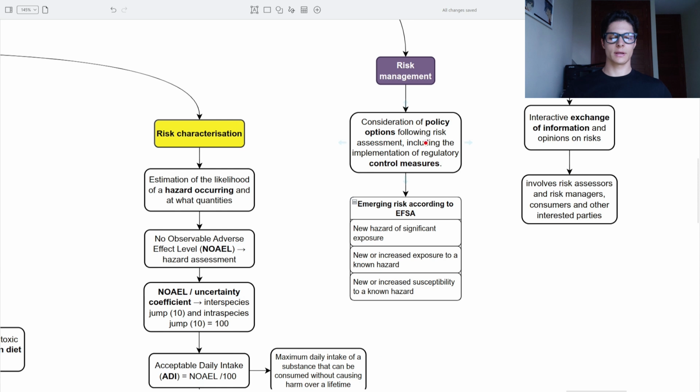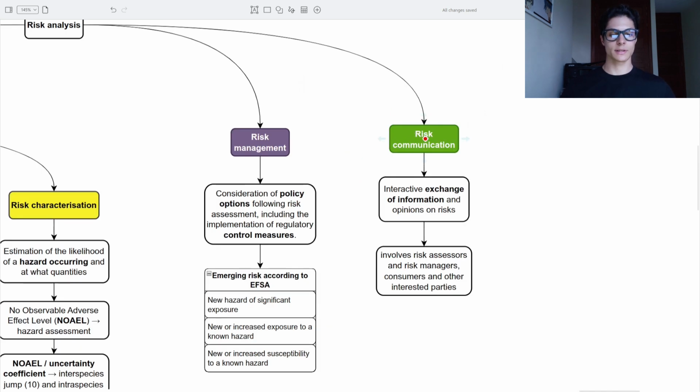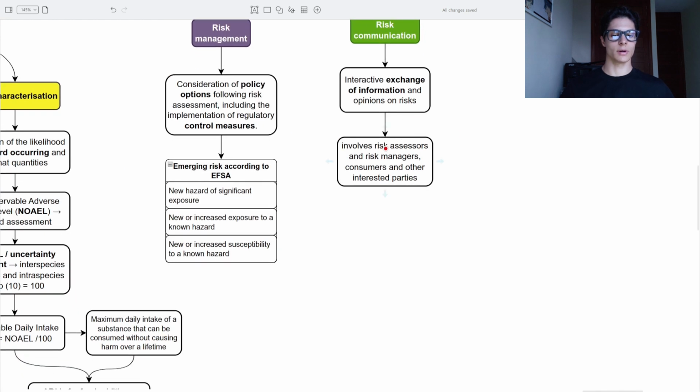So after doing this, we consider what to do, including the implementation of regulatory control measures. And here there is the thing of emerging risk, according to the EFSA, the European Food Safety Agency. New hazard of significant exposure, new or increased exposure of a known hazard, and new or increased susceptibility to unknown hazard are all emerging risks. And last but not least, we have the risk communication. It's very, very important. It is an interactive exchange of information and opinions on risks, and it involves risk assessors and risk managers, but also consumers and other interested parties.